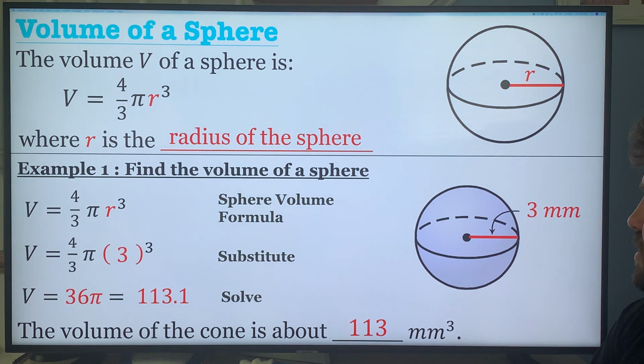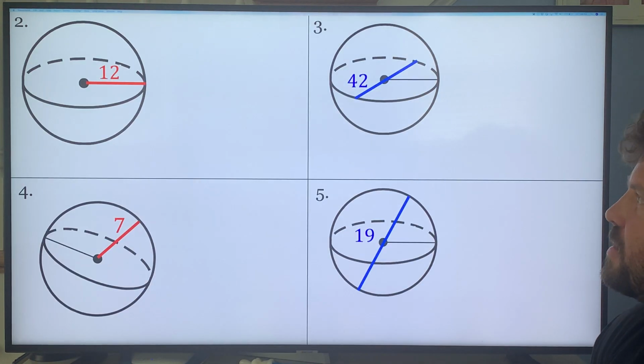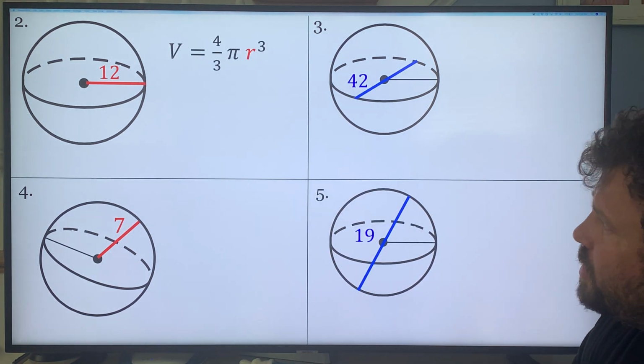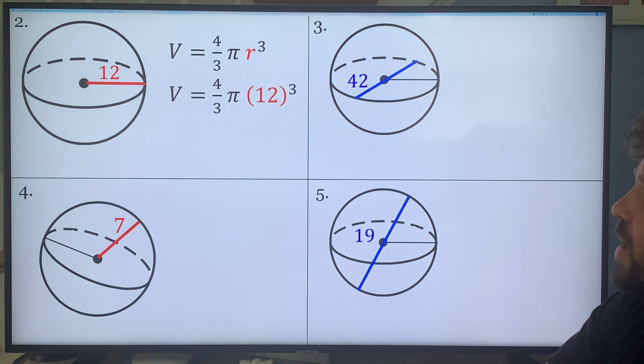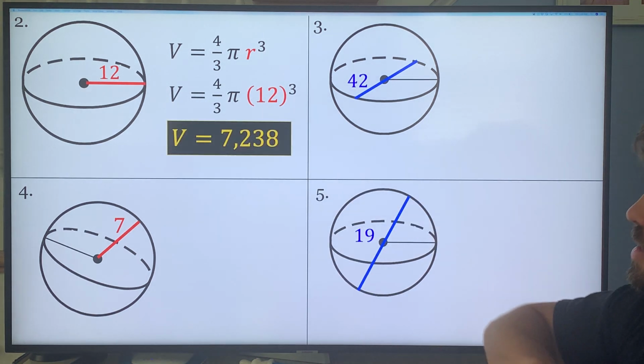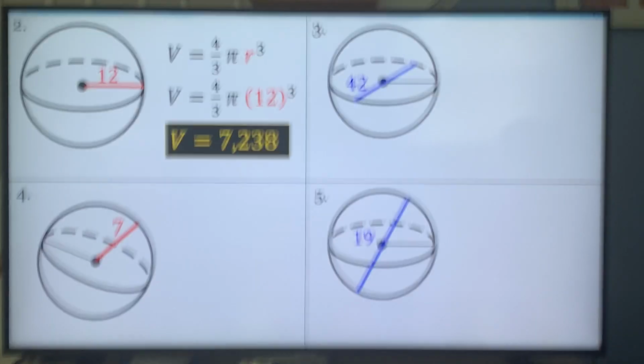Is 113 millimeters squared. All right, cubed. Got it? Excellent. Let's see. First one, 4/3 pi r cubed. 4/3 pi 13 cubed. Answer should have been 7,238.